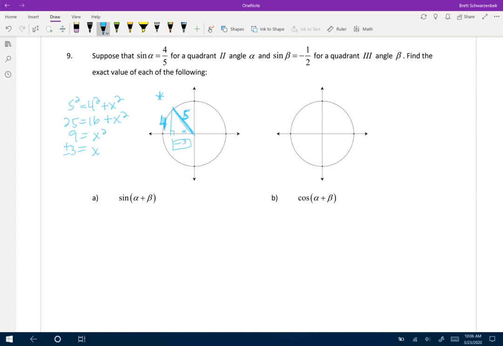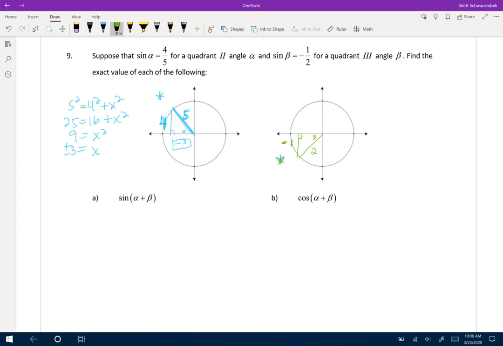What about beta? Well, beta is actually in quadrant 3 this time. Let's do a different color here. Quadrant 3. So we're going to draw a nice line in quadrant 3 and create a reference triangle. We're going to throw beta in here. So the sine of beta this time is 1/2. That's going to be opposite, which is going to be here. So 1, but we know that's got to be negative because we're going down. And hypotenuse is going to be 2. Remember that the radius of the circle always must be positive.